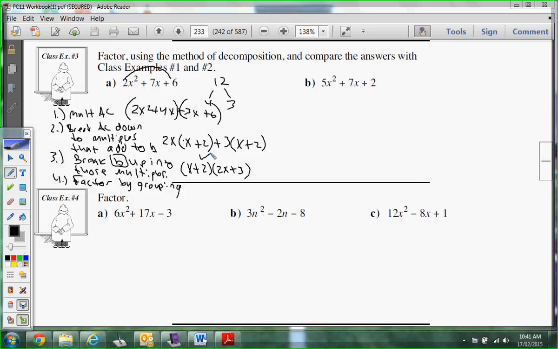So what is AC multiplied on number 2? 10. So 5 times 2 is 10. Okay, good. Carson, can you think of any multiples of 10 that add up to 7? Right, 5 and 2, the ones we just did. Okay, good. And then Nick, what do I do with that 5 and 2?